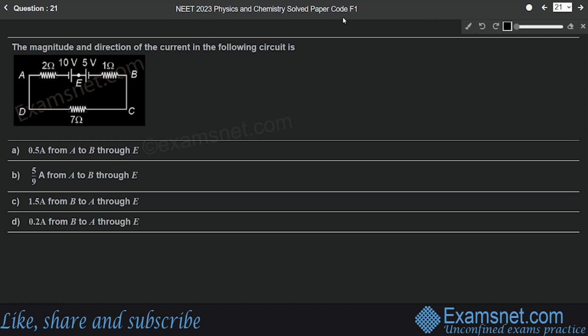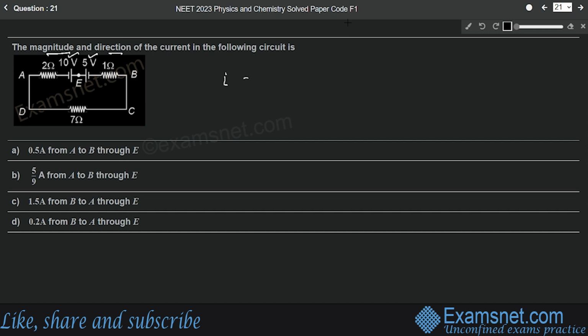Question number 21 is from the chapter Current Electricity, and the question is, the magnitude and direction of the current in the following circuit is. Okay, so here we can see that there is a potential of 10 volt and then we have a potential of 5 volt this side. Okay, so how to find out the current?